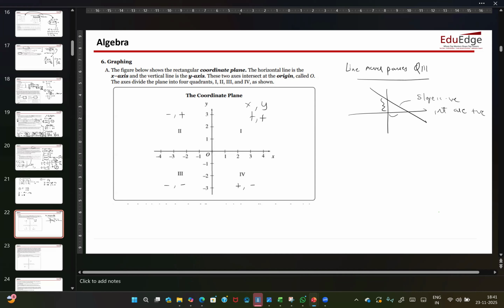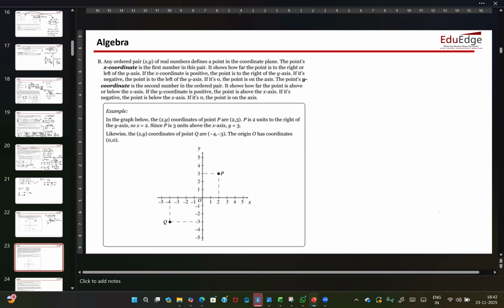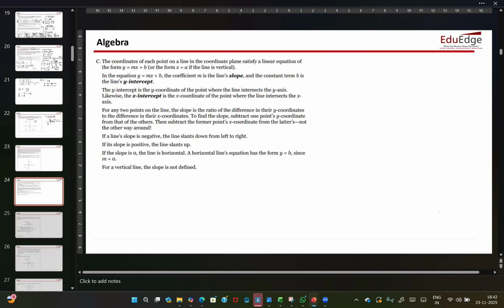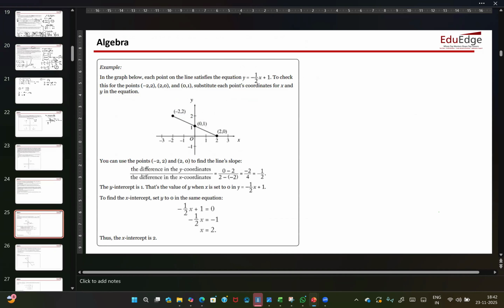This is positive, this is positive. But it never passes through Q3, correct? Unless it passes through the origin, then it's not positive, it's 0. Exactly. So it cannot be positive, it's negative, is basically what you're saying. We know all this. Y-intercept, X-intercept, all this is fine. We have done that. Okay, slope.